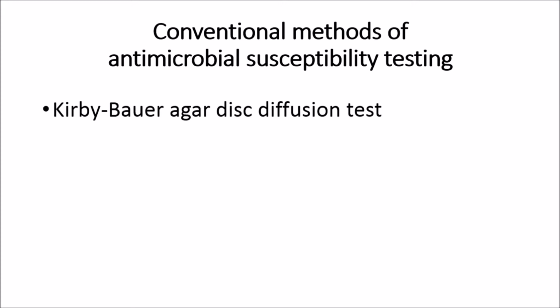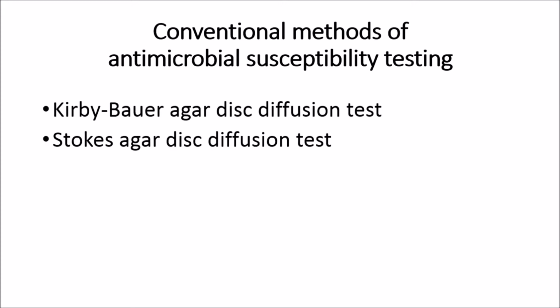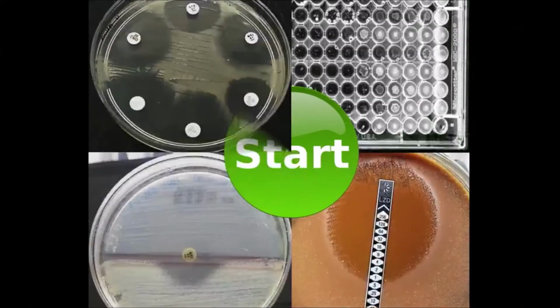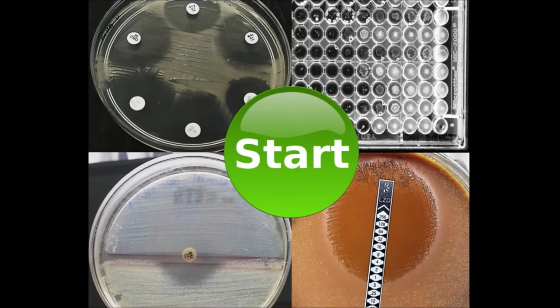In this module, we will discuss the 4 conventional methods of antimicrobial susceptibility testing, namely Kirby-Bauer agar disc diffusion test, Stokes agar disc diffusion test, the Etest, and the Broth Microdilution test. Without further ado, let's get started.